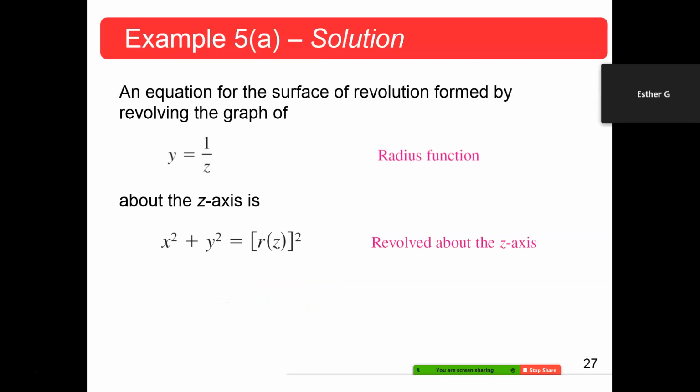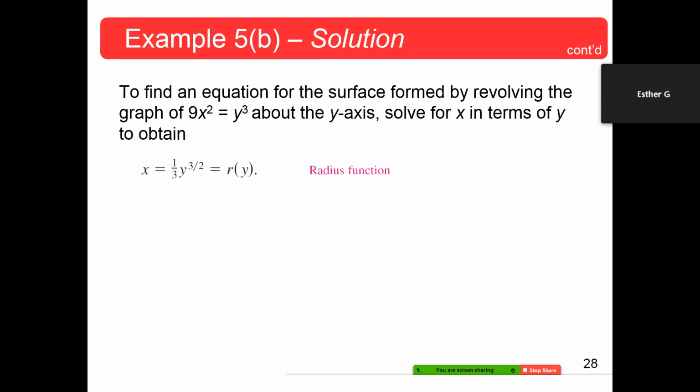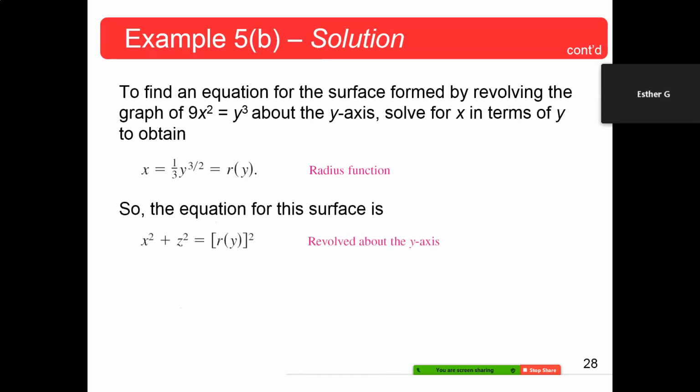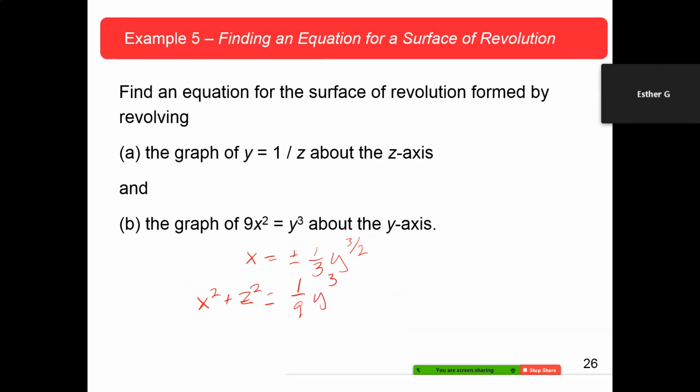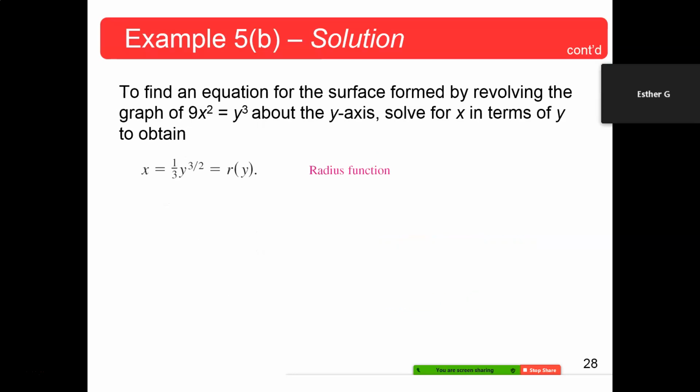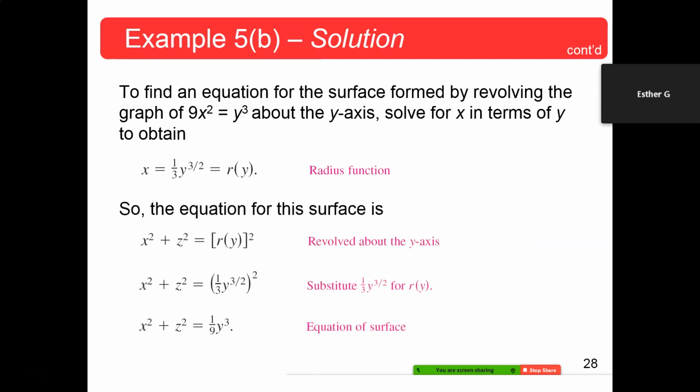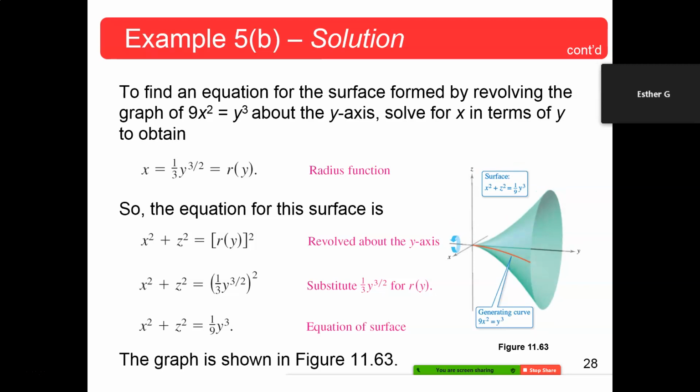Let's see if we can find it. That's what I got. X squared plus z squared is equal to 1/9 y cubed. Let's see if that's the same thing I wrote. X squared plus z squared is equal to 1/9 y cubed. Perfect. And there's your megaphone. There's the graph of that. Weird shape, but perfectly good.